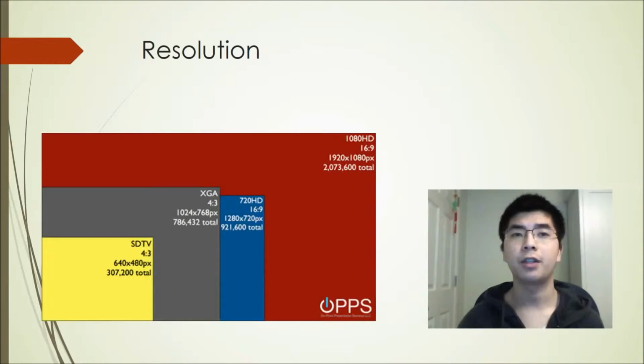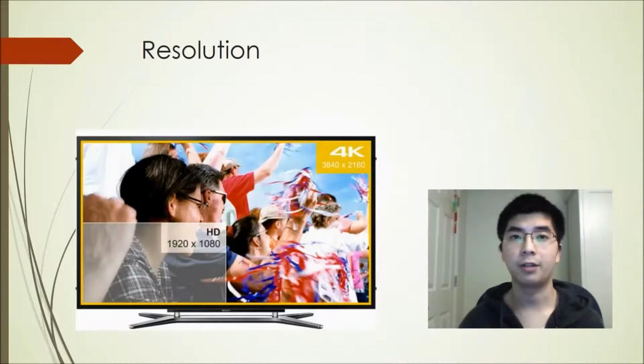Now, a high-definition television is usually defined as having a display that is from 1280 by 720 pixels to 1920 by 1080 pixels, as seen in the red and blue boxes. An ultra-high definition television is usually defined as having a display that is upwards of 3,840 by 2,160 pixels, more commonly referred to as 4K. As you can see, as you increase the width and length linearly, the number of total pixels increases exponentially.